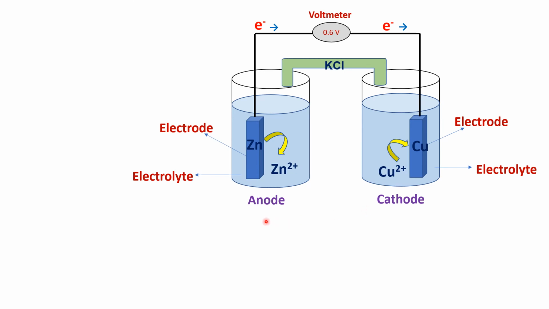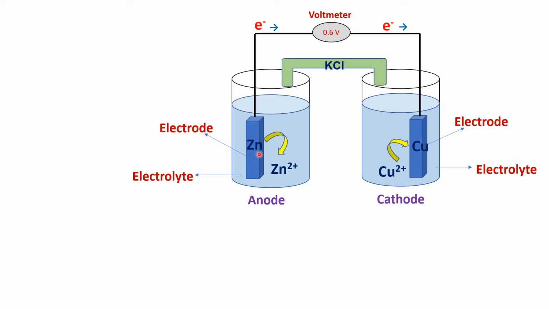Now this diagram will explain the complete functioning of anode and cathode. Two electrodes are taken: one is a zinc electrode, another one is a copper electrode, and these are dipped in the electrolytic solution. Here the loss of electrons will take place from the zinc electrode and the gain of electrons will be at the copper electrode. The loss of electrons is known as oxidation, and the oxidation will take place at the anode.